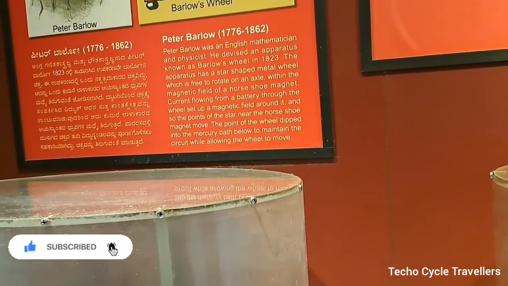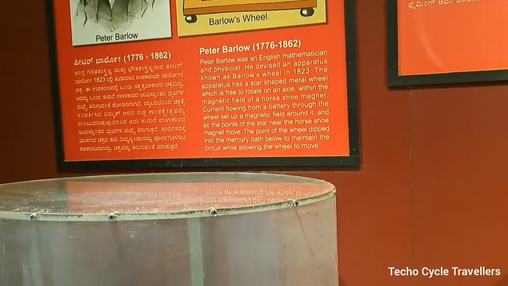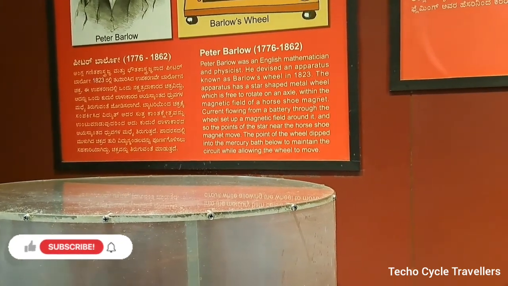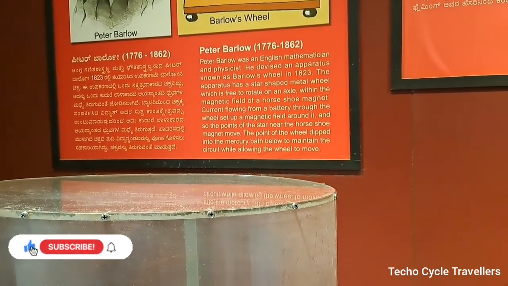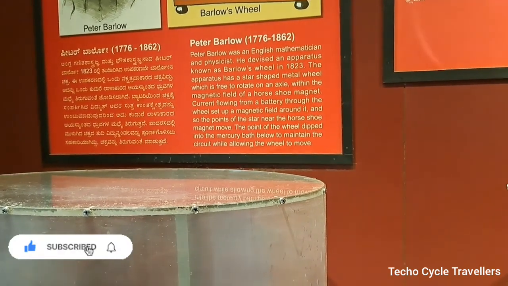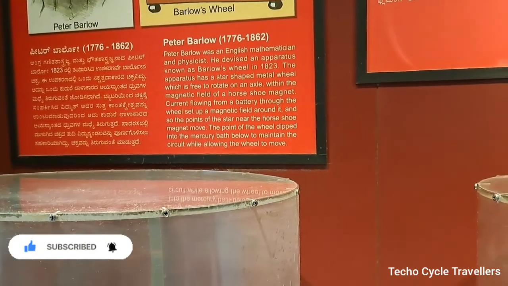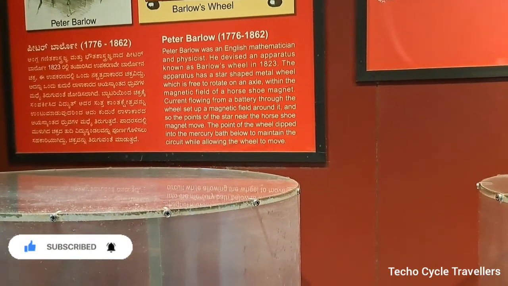Current flowing from a battery through the wheel sets up a magnetic field around it, and so the point of the star near the horseshoe magnet moved. The point of the wheel tipped into the mercury bath below to maintain the circuit while allowing the wheel to move.